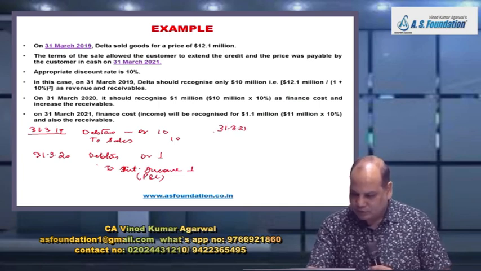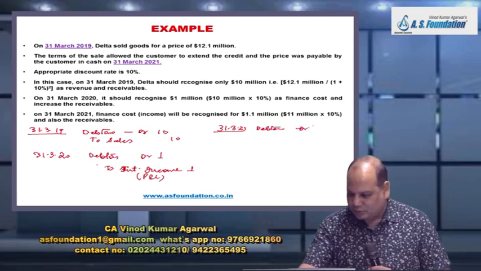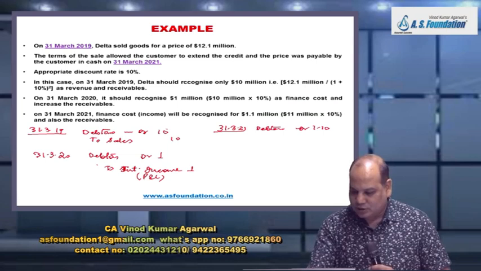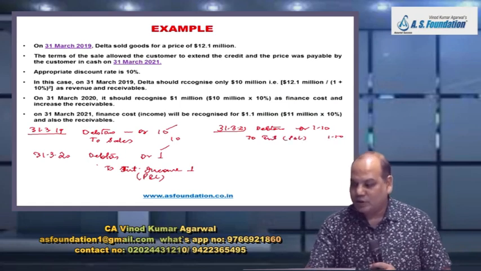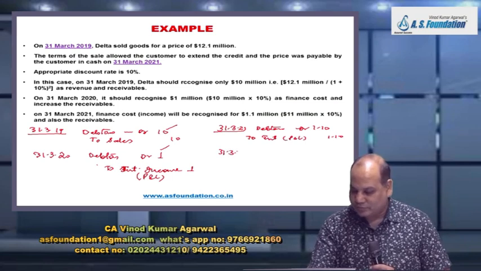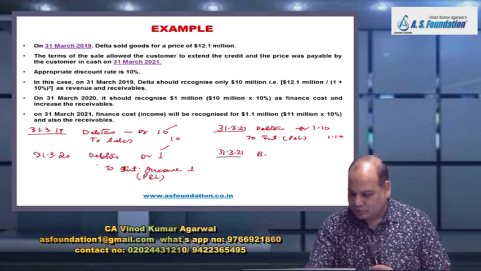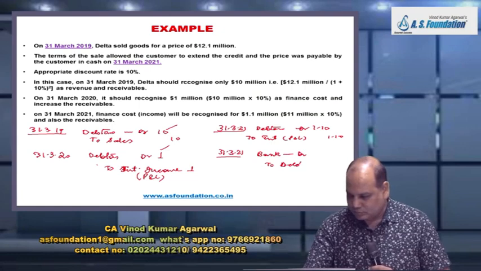31st March 21: debtors account debit 1.10, that is 10 plus 1, 11 into 10%, to interest income, which you will transfer to P&L account. And one more entry, debtors will pay the amount: bank account debit to debtors 12.1.